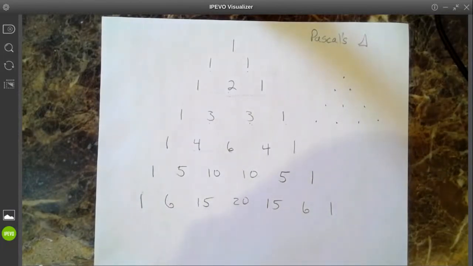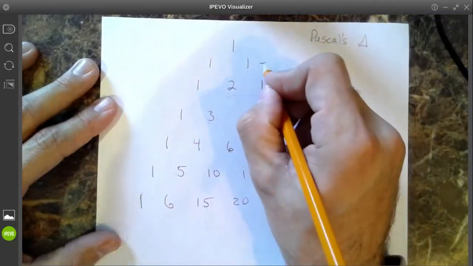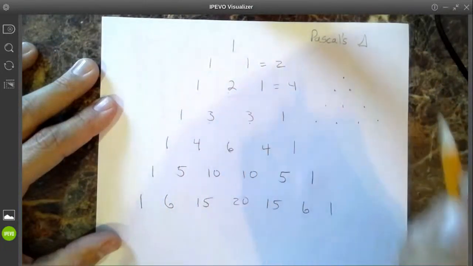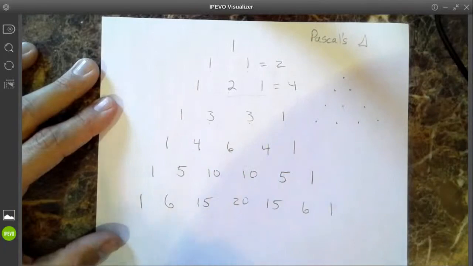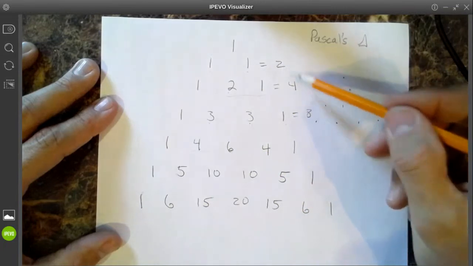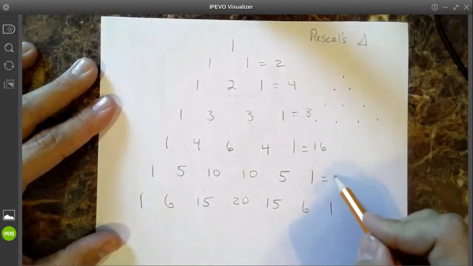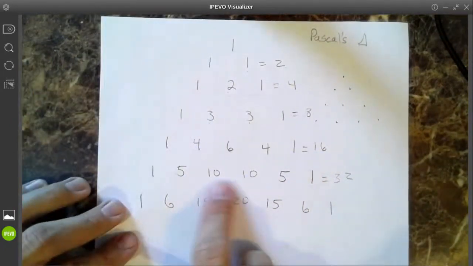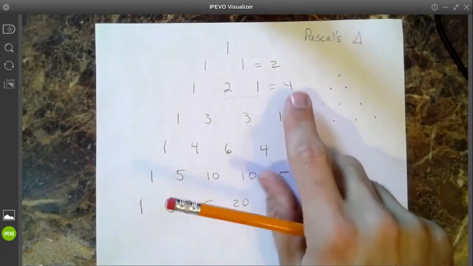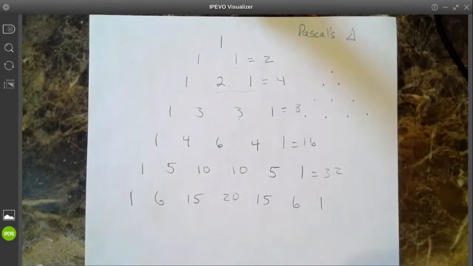If you add up the rows, so 1 plus 1, that's equal to 2. 1 plus 2 plus 1, that's equal to 4. 1 plus 3 plus 3 plus 1, well, that's 4 plus 4. That equals 8. Hopefully you can already see the pattern. 2, 4, 8. The next one is going to be 16. The next one is going to be 32. You get all the powers of 2. 2 to the second power, 2 to the third power, 2 to the fourth power, and on and on and on.